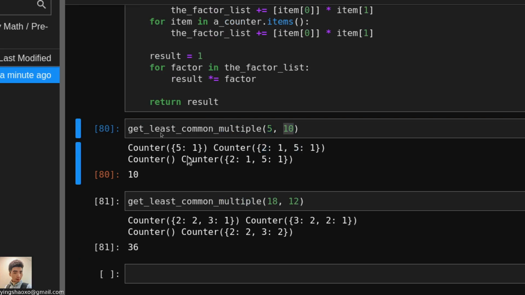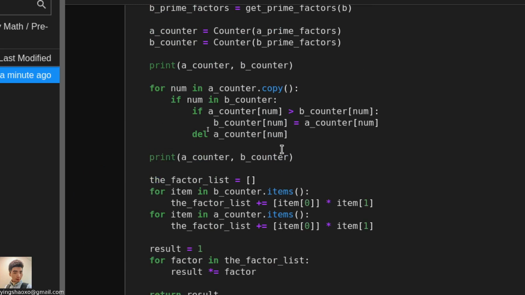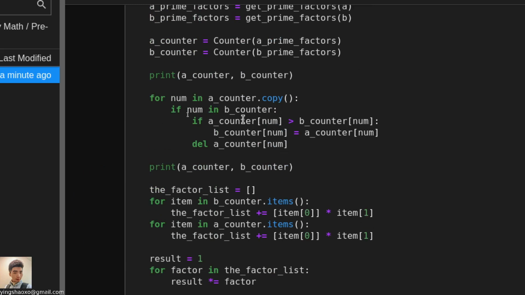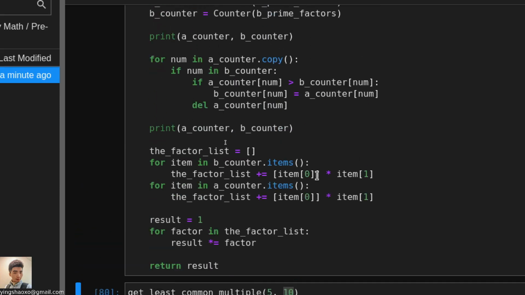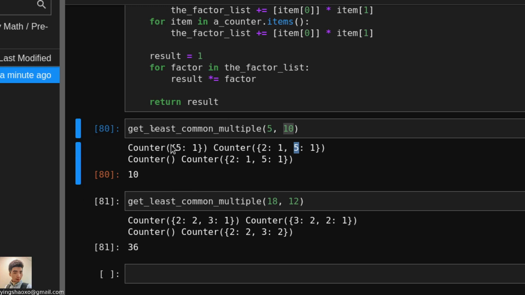Okay, then we do our process. For example, if the 5 appears in counter B, and counter A's number is greater than counter B's number, for this case it's not bigger than that, so we'll just delete this one because we already have this factor. So in the end we get a counter like this, and we multiply the 2 with 5. We get the number 10. Okay, that's reasonable.